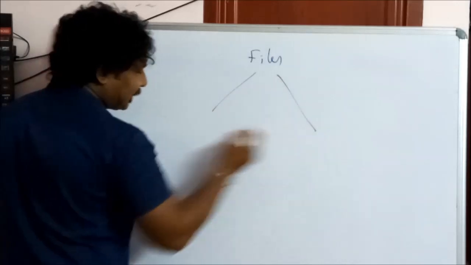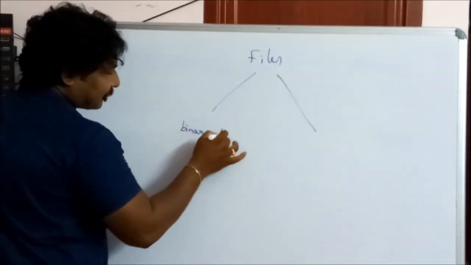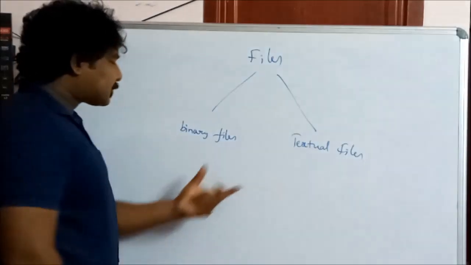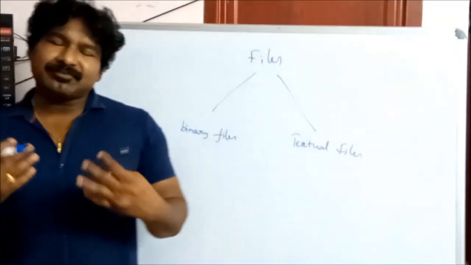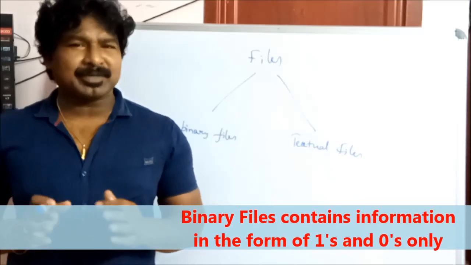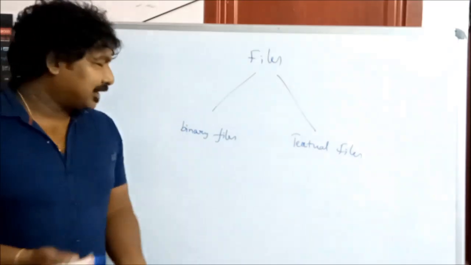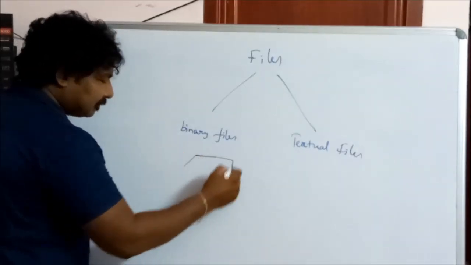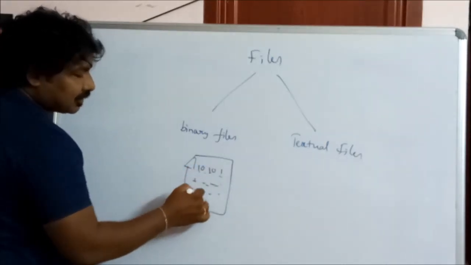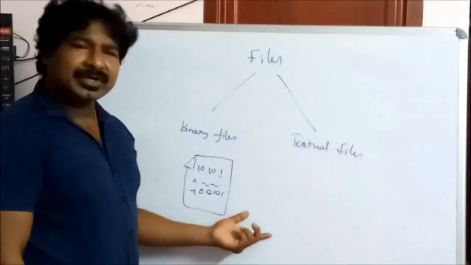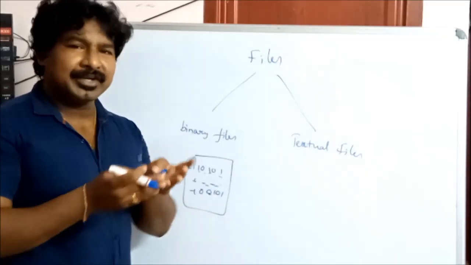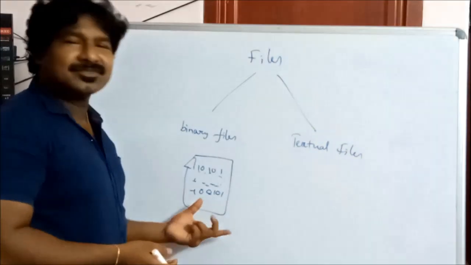The files are of two types: binary files and textual files. Okay friends, what do you mean by binary files? Binary files mean all the information in the binary file will be in the form of ones and zeros only. Whatever the data, you need to represent all of it in terms of ones and zeros. So if this is a file, all the data in this particular file will be ones and zeros only. When you look at this file, you cannot know what the contents are, because you have to decode the binary values into textual format. Then only can you understand the contents of the binary file.